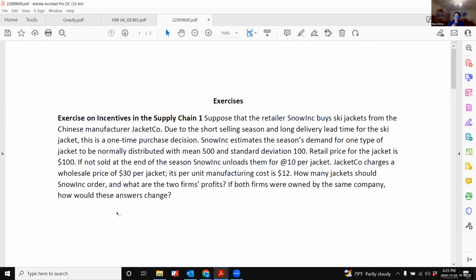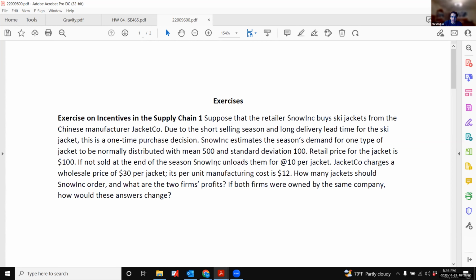All right, so the retail price is $100. If not sold at the end of the season, Snow Inc. unloads them for $10 per jacket back to Jacket Co. So that's the buyback price. Jacket Co. charges a wholesale price of $30 per jacket. Its per unit manufacturing cost is $12. How many jackets should Snow Inc. order, and what are the two firms' profits? If both firms were owned by the same company, how would these answers change?